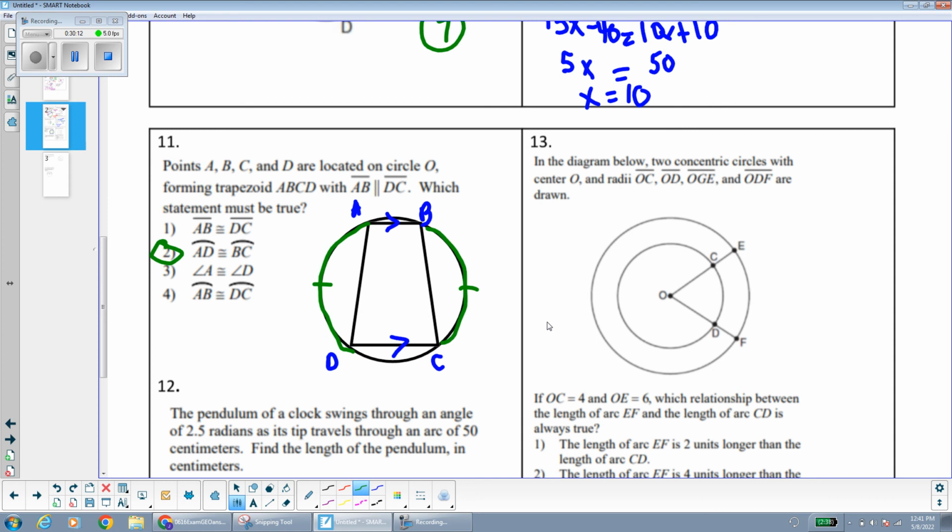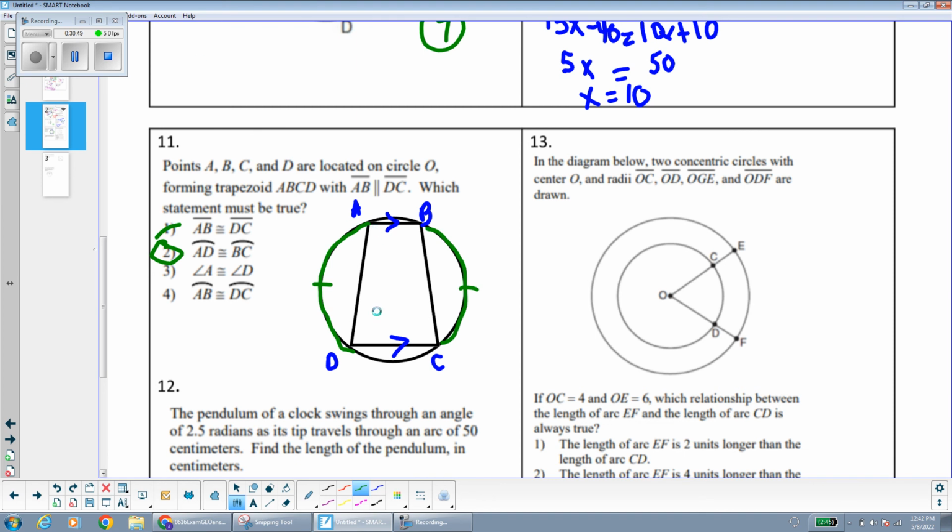We can take a look at why the other ones are not true. So number one is not true because parallel does not mean that they're congruent. So if the arcs DC and AB were congruent, then we would know AB and DC were congruent because congruent chords intercept congruent arcs. But we don't know anything about these two arcs, and we don't know that AB and DC are congruent. They don't tell us that. Parallel is not the same thing as congruent. That does not have to be true. It could be, but it doesn't have to be.